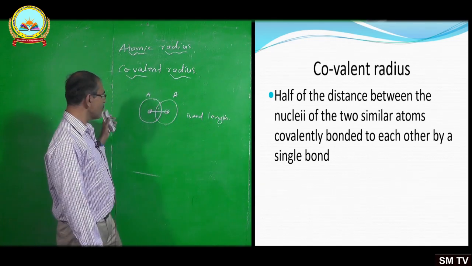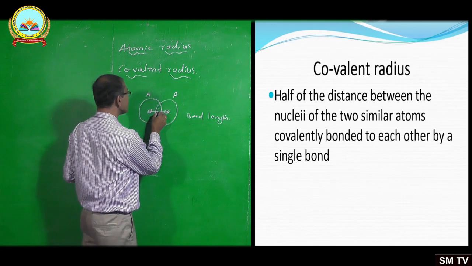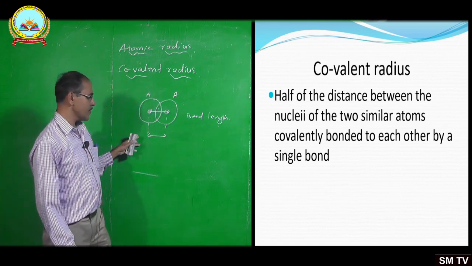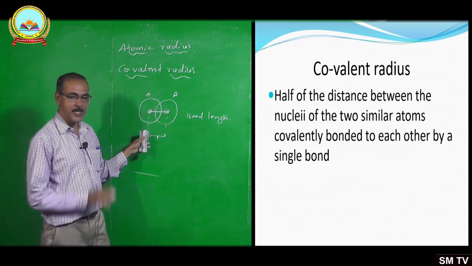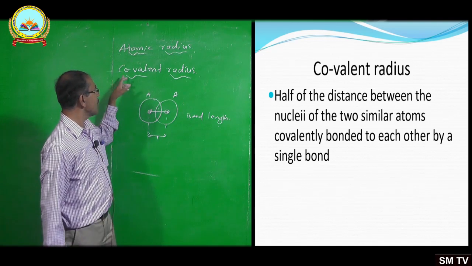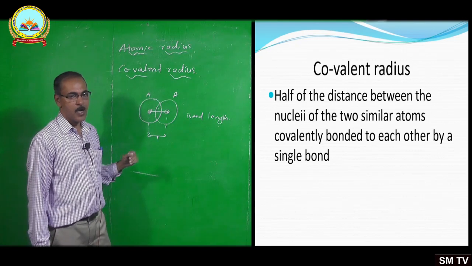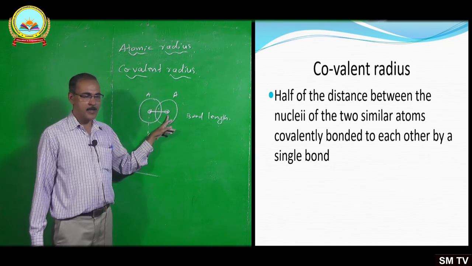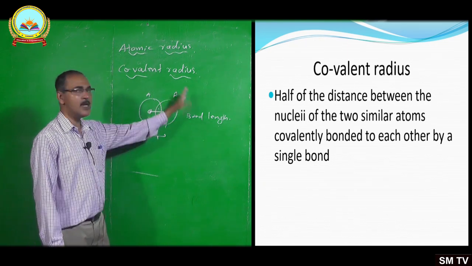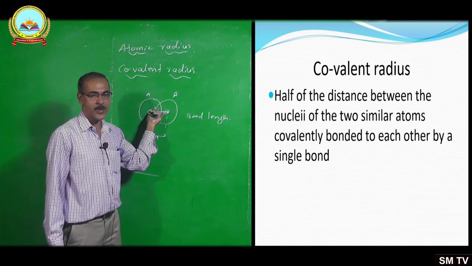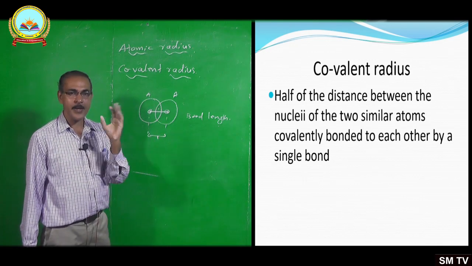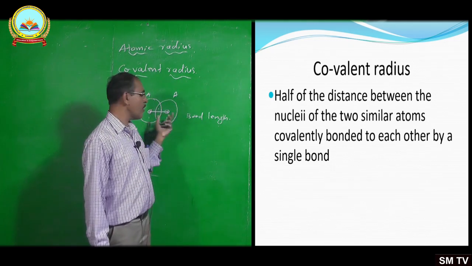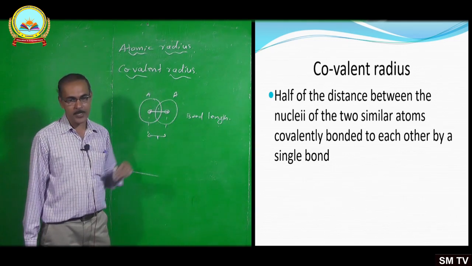Now, covalent radius means half of the internuclear distance. This is the distance between these two nuclei, and half of this distance is called the covalent radius. It is half the distance between the nuclei of two atoms which are bonded covalently by a single bond. There should be a single bond between these two, that is one condition. Both the atoms should be identical atoms. So then we can talk about the covalent radius.